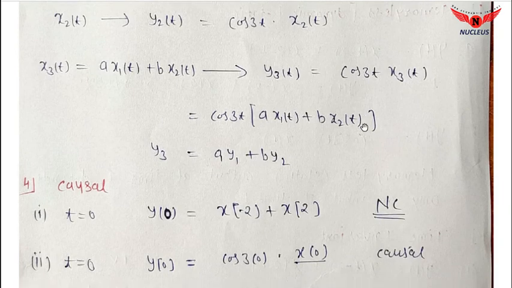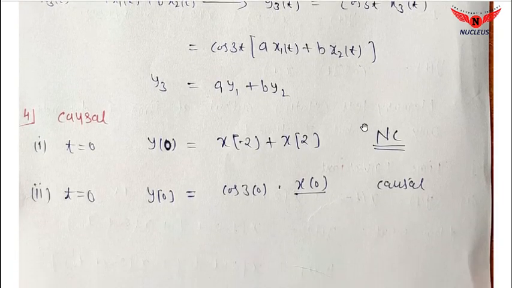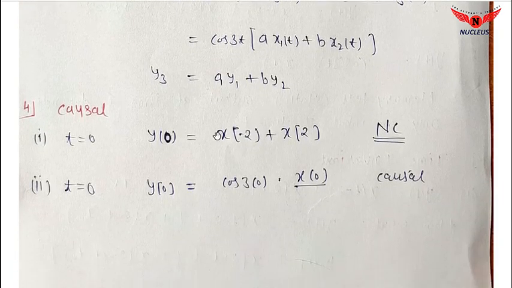Next is causality. So put t equal to 0 in this equation, we will get this one. You can see here the current output is depending upon the future value of input. So the system is non-causal. Next example, put t equal to 0, you will get y(0) equal to cos 0 dot x(0). The system is causal because the value of output is depending upon the current value of input.